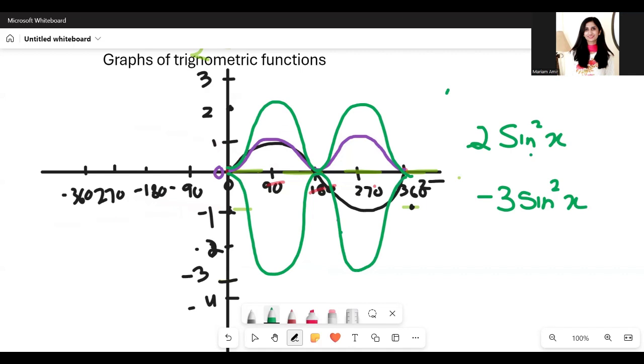Okay, so it's going to be an upside down M, and scale factor is 3, and it's of course reflected on the x-axis as well.